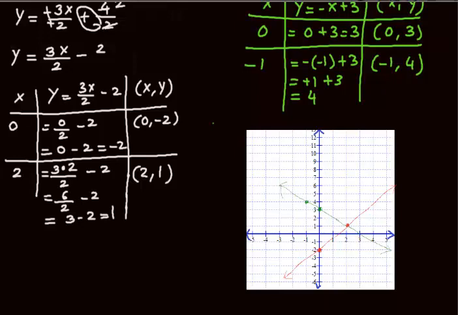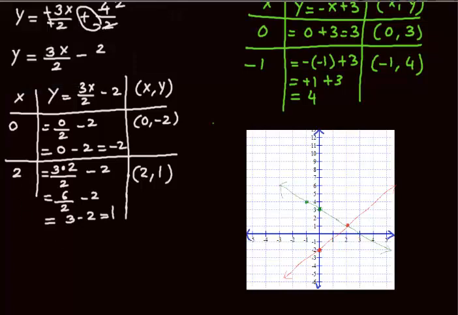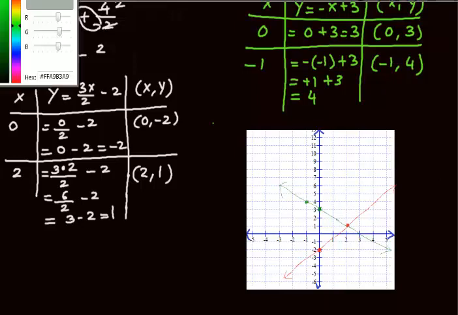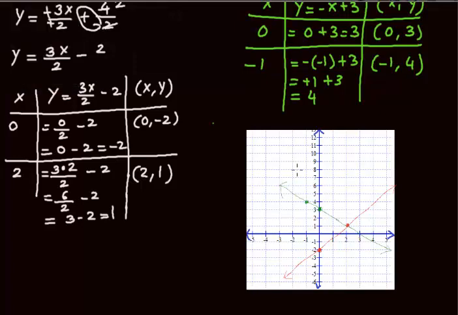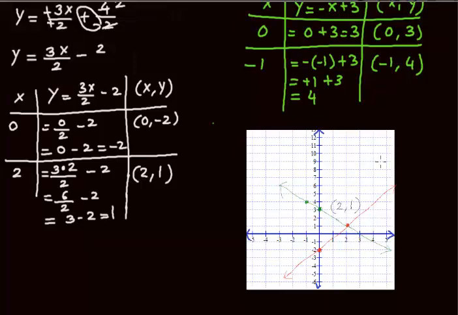Now from the graph we can see that both the lines intersect at point 2, 1. So the solution of this system of equations is 2, 1. Thank you.